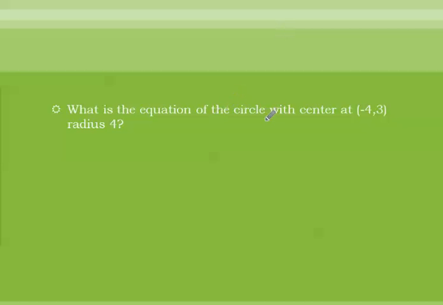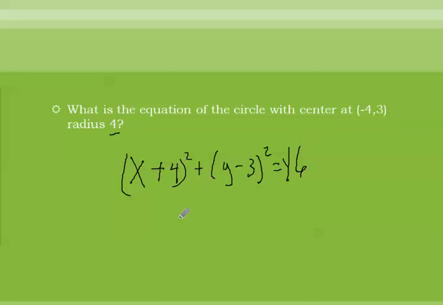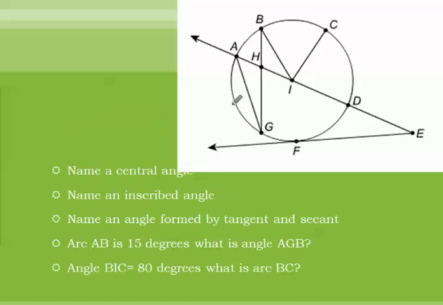So what's the equation of a circle with a center at (-4, 3)? X minus a, that's -4, so it'd be x plus 4, quantity squared, plus y minus 3, quantity squared, is equal to the radius squared. The radius is 4, so 16, because 4 squared is 16. Just a matter of writing it down. It's just memorizing the formula and writing them down.